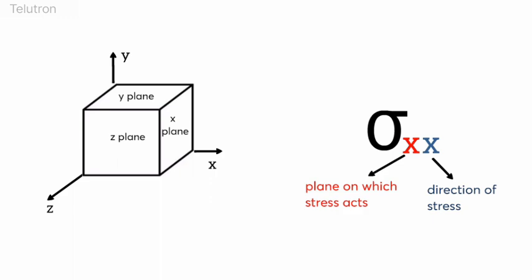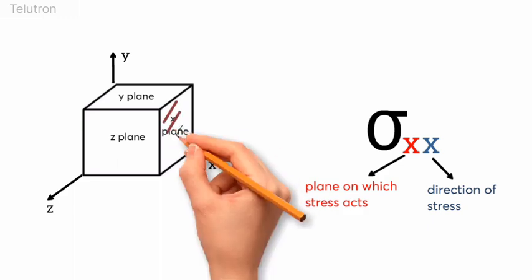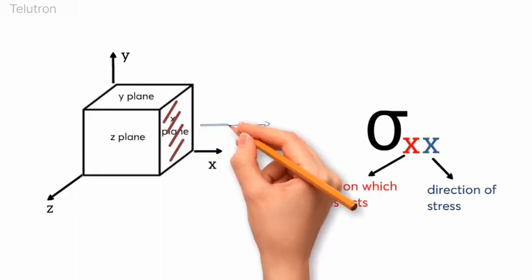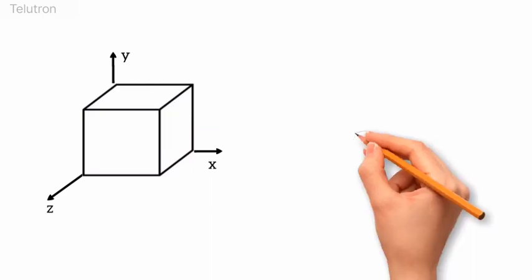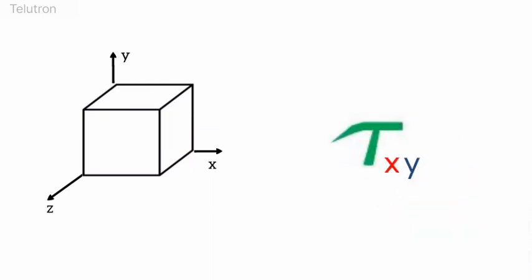If you see sigma xx, it means the stress acts on the x plane and in the x direction. If you see tau xy, it means the force acts on the x plane in the y direction.